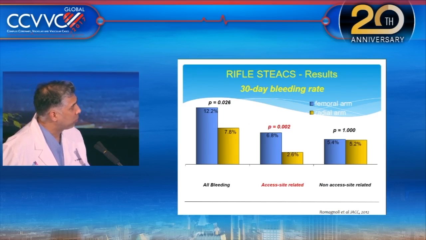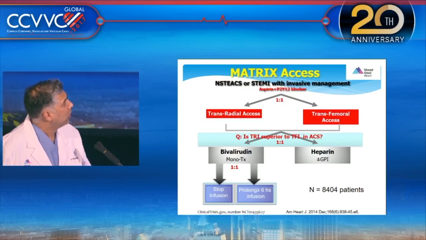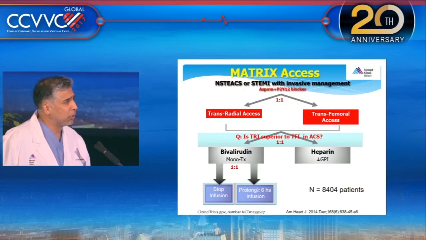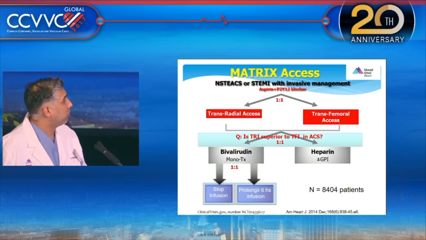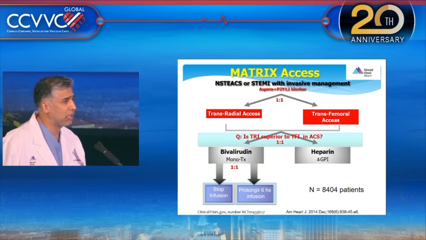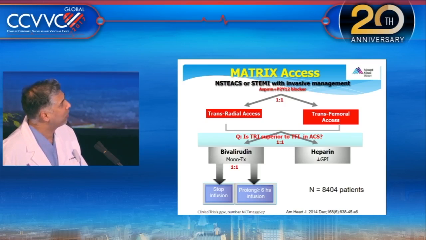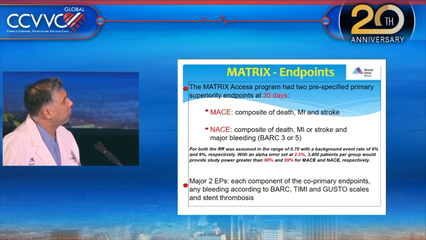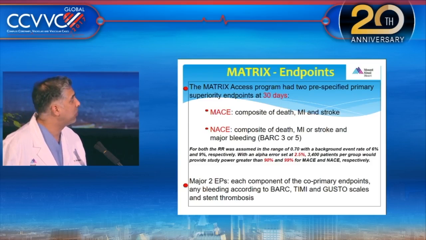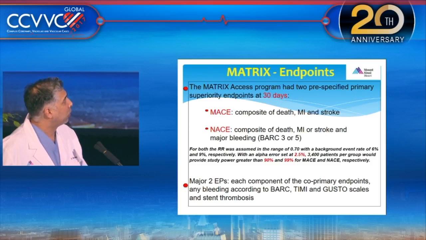This just shows that in that trial, all of the bleeding reduction was access site bleeding, which is what we expected. Most recently, the Matrix trial was published, and this provided a lot of insight into a lot of different areas. It was a complex randomization of STEMI and non-STEMI patients to access site, radial or femoral, the type of anticoagulant they got, and then the duration of the bivalirudin treatment. So we'll just look at the access portion, radial versus femoral, two primary endpoints, again, MACE, and net adverse clinical events, which is basically MACE plus bleeding at 3 months.